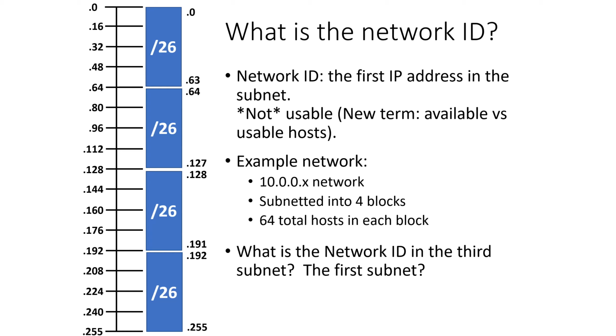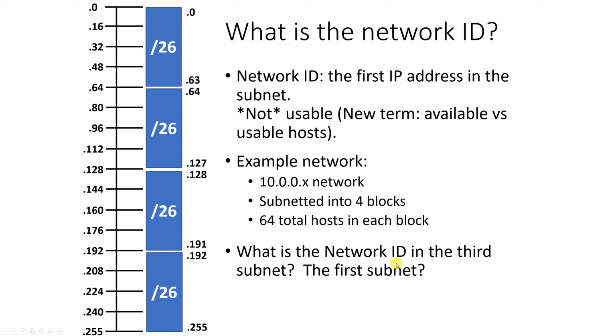Now, let's look at this example network again. We're still working with a 10 dot internal network, and this is 10.0.0.0. Last IP is 10.0.0.63 here in the first subnet. Now, let's look at this question here. What's the network ID in the third subnet?